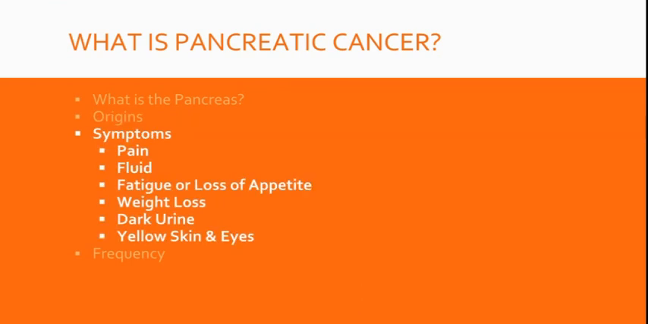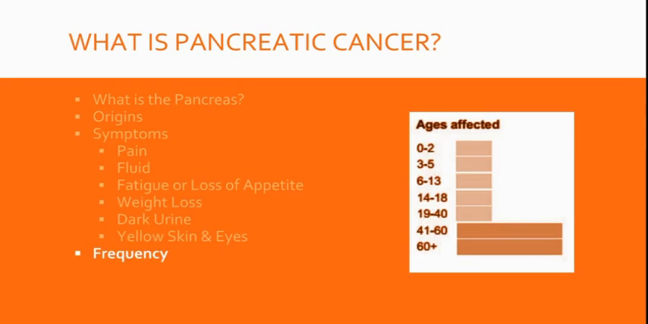But overall, the symptoms for pancreatic cancer seem to be the same for most patients. There is pain, especially in the abdomen or the middle back. Patients start seeing the buildup of fluid in their abdomen. They start feeling nauseous. There's also fatigue throughout the entire body and a loss of appetite. And there is the production of dark urine, weight loss, and the yellowing of skin and eyes.